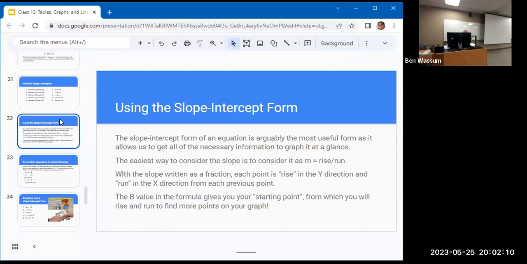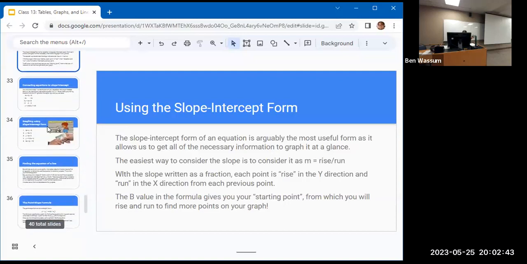The b value in y equals mx plus b, you use as a starting point. That's always going to be your y-intercept, so it gives you one point on the graph where it's crossing the axis. And then from there, you do rise over run and get your next points.